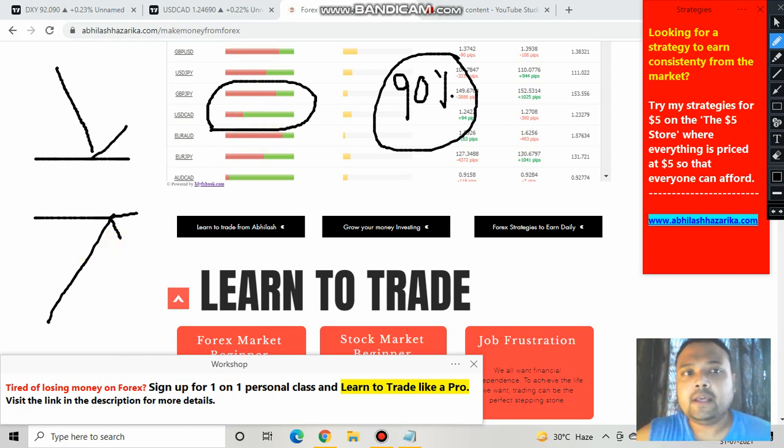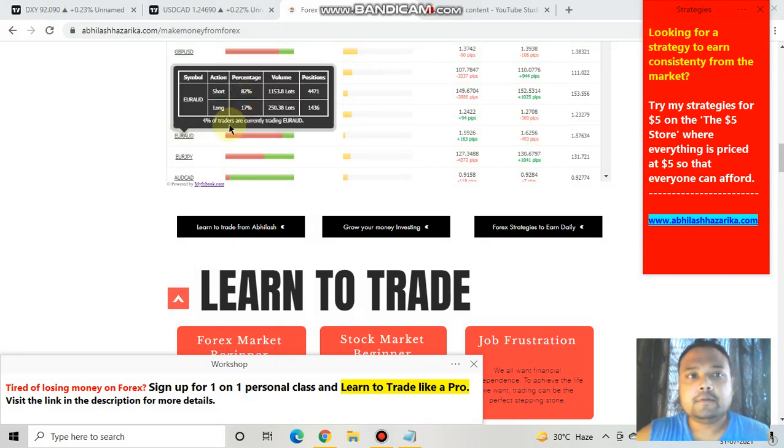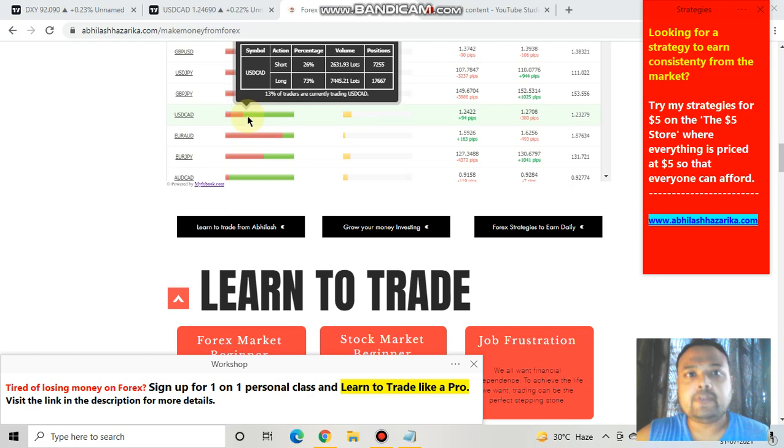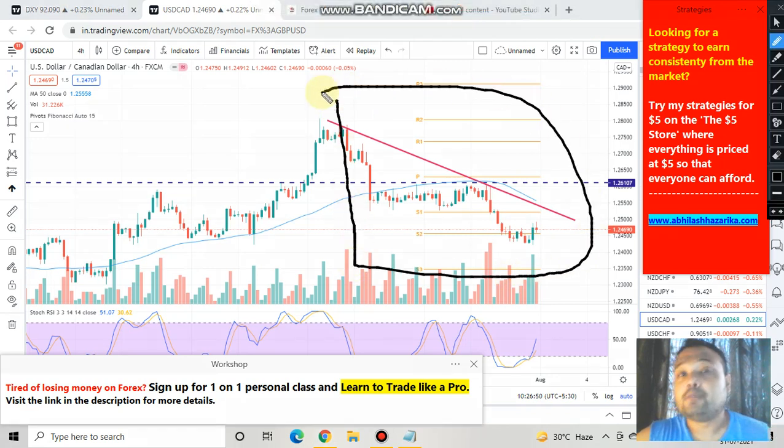So 73% of traders have taken a long position. But this chart is clearly telling us that this market is under the dominance of sellers. So my dear friends, do not make the same mistake. Do not repeat the same mistake, and just follow the trend and do your proper analysis. Take your decision wisely. So we should only look for selling opportunities. Clear?